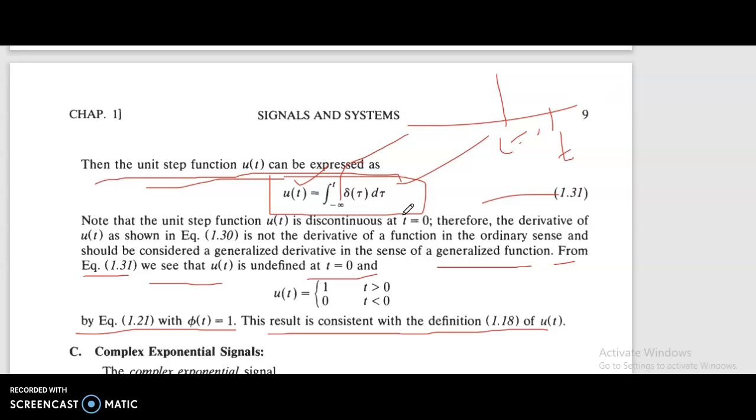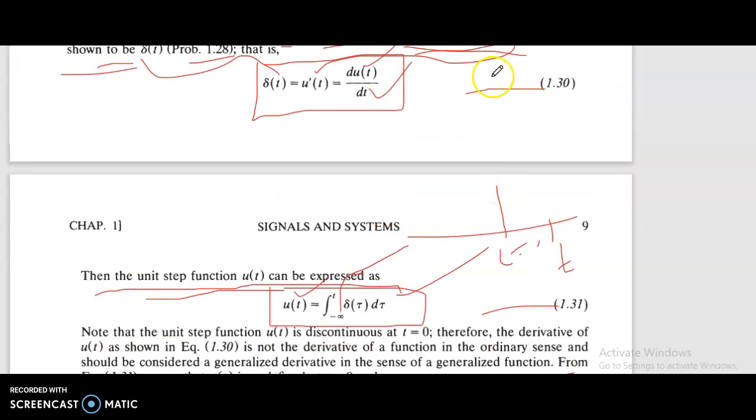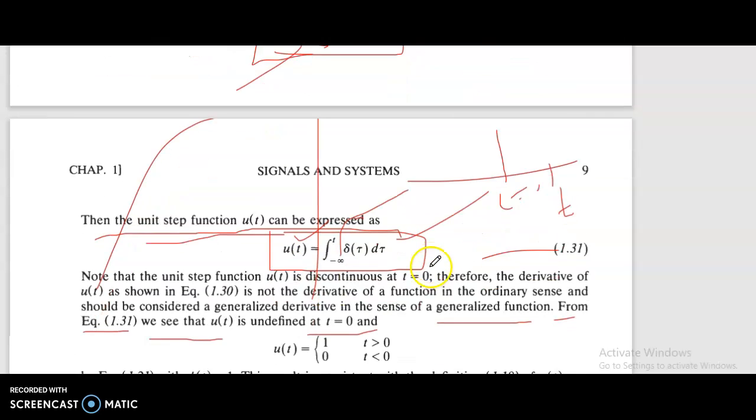Therefore, the derivative of u of t as shown in the equation is not the derivative function in the ordinary sense, and it should be considered a generalized derivative, in the sense of a generalized function.